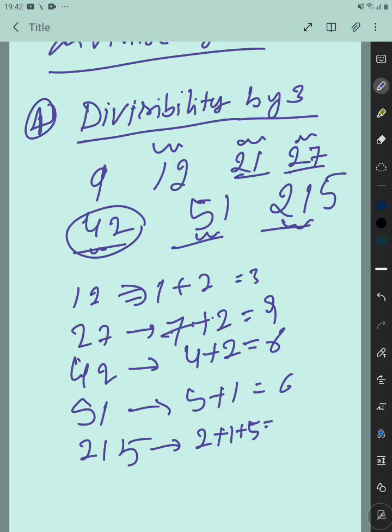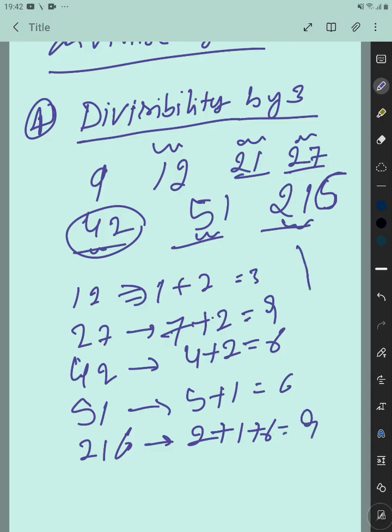No, 215 itself is not divisible by 3, extremely sorry. 216 should be there, okay, 216. So extremely sorry for this. Let's do some modification. This is 216, I have mistakenly written 215. So it will be 2 plus 1 plus 6, okay. So this will be 9.